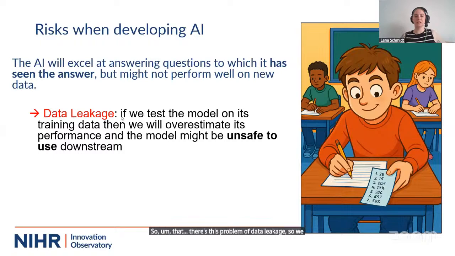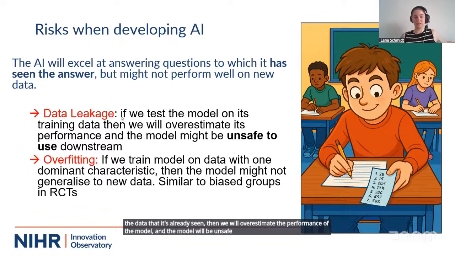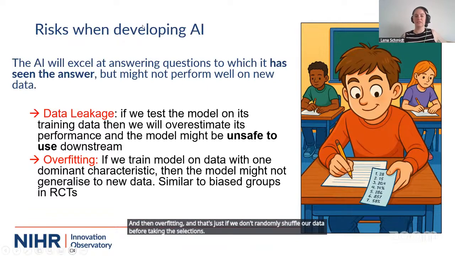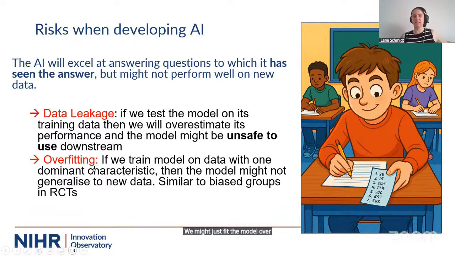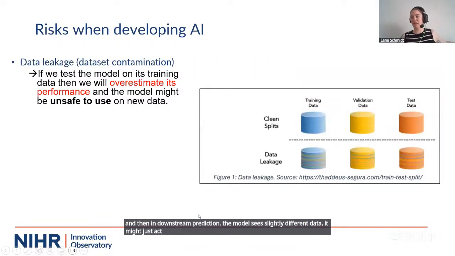If we test the model on data that it's already seen, then we will overestimate the performance of the model, and the model will be unsafe to use downstream. And then overfitting: if we don't randomly shuffle our data before taking the selections, we might fit the model overly to data with one specific characteristic, and then when in downstream prediction the model sees slightly different data, it might act erratically and unpredictably. So we need to prevent data leakage because we do not want to overestimate the performance of our model.